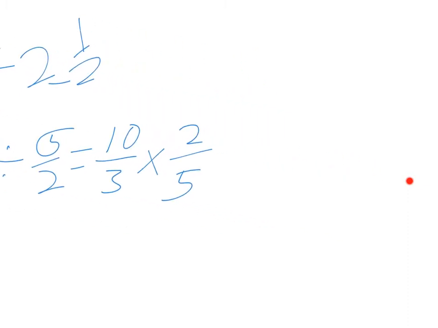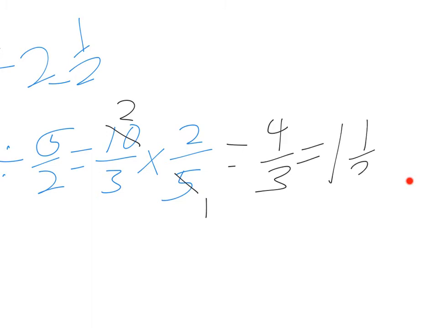I'm already seeing where I can cross cancel here, and cross cancel right here, where 5 goes into 10 twice and 5 goes into 5 once. 2 times 2 is 4. 3 times 1 is 3. 4/3 equals 1 and 1/3. I go back to the beginning and I say that this was a negative and a positive, so I know that my sign would then be negative 1 and 1/3 for my final quotient.